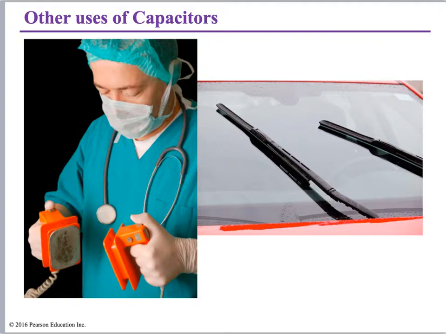And then we have a much more mundane example of intermittent windshield wipers, when you can have them go off like every so few seconds. That's an example of what we're going to learn about a little bit later on, an RC circuit. And so that's another use of them.